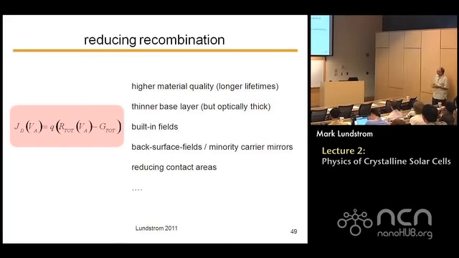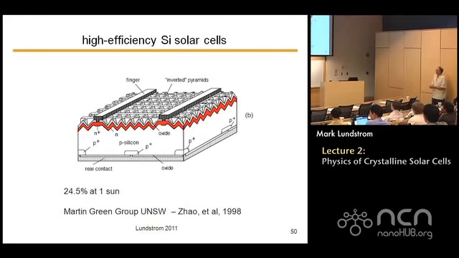You can try to build back surface fields and see if you can get a better back surface field than the one we had. Another thing you can do is just reduce the area of the contact. So if we get back to this Martin Green cell, you can see some of the things that they're doing. If you look at that back contact, initially people just diffused a P+ layer over the entire back. That was their back surface field. And then you put a metal layer on the back. But that isn't an especially effective back surface field, we've seen.